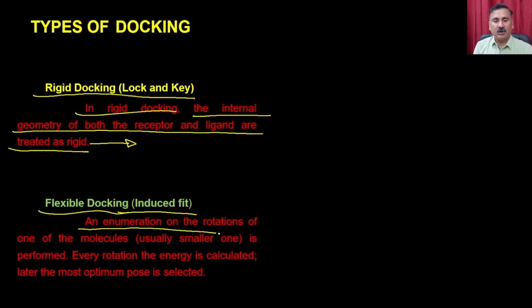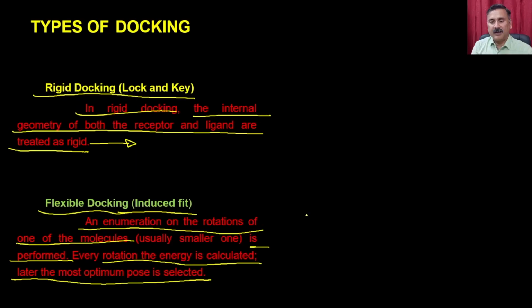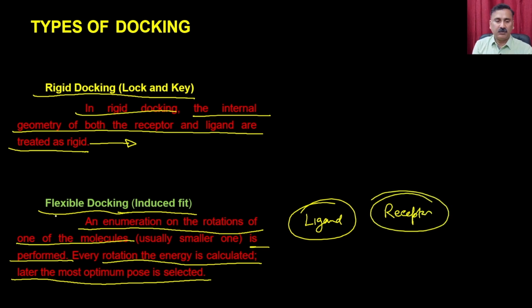An evaluation on the rotation of one of the molecules is performed. For every rotation, the energy is calculated. Later, the most optimal pose is selected. So in this case, you make one of the molecules flexible. Either you can use the ligand as a flexible molecule or the receptor as a flexible molecule, and that's how you can do flexible docking. Majority of the time, it is the ligand that you make the flexible molecule.